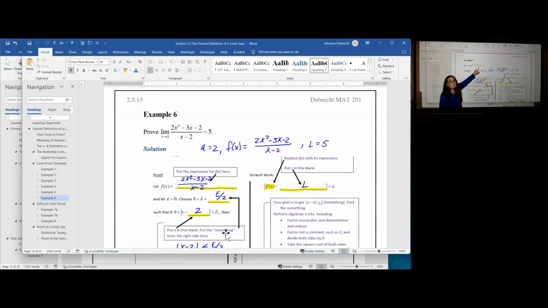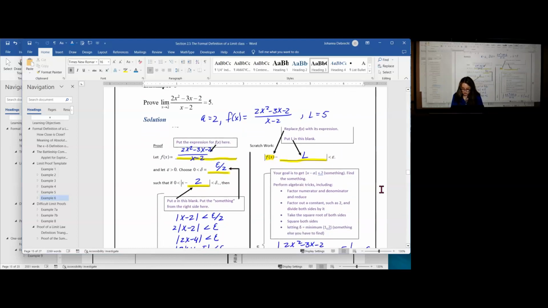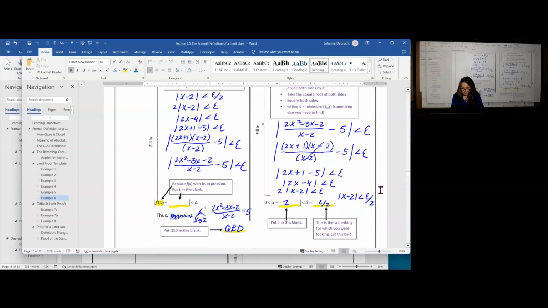The fact that this and this are the same, don't assume that that means anything. It's just happenstance. When we start with the rational function minus the limit value 5, we want to try to get rid of the fraction, which means if we can, we need to factor it. If it didn't factor and reduce, the next thing I would try would be a common denominator with the L value. In this case, it does factor, and the x minus 2 factor does cancel.